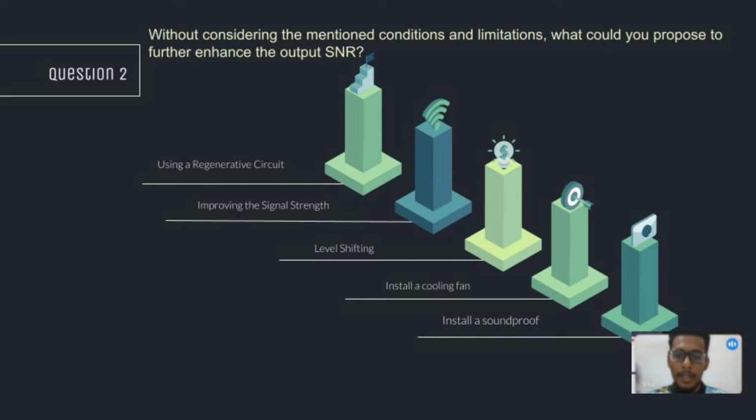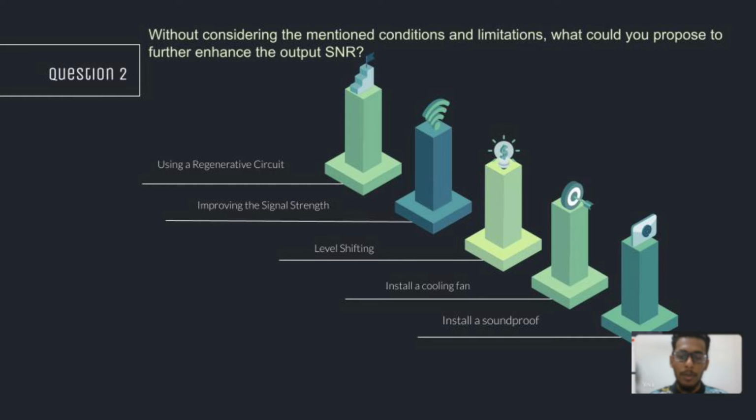So the next point is install a cooling fan. Cooling fan is important to increase the airflow inside the amplifier. This will keep the amplifier cool and improve the performance of the amplifier. By using a cooling fan, we can prevent the amplifier from heating up and make it function properly.